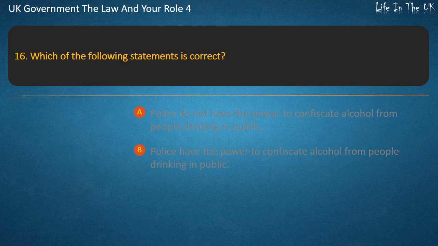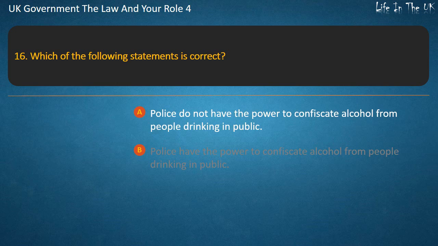Question 16. Which of the following statements is correct? Police do not have the power to confiscate alcohol from people drinking in public. Police have the power to confiscate alcohol from people drinking in public. Answer. Police have the power to confiscate alcohol from people drinking in public.